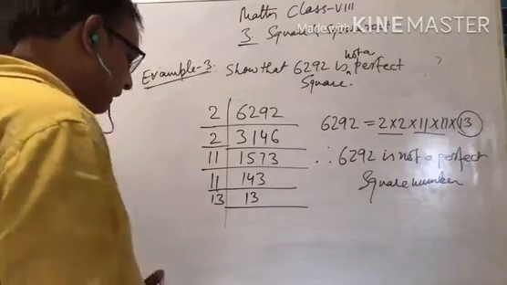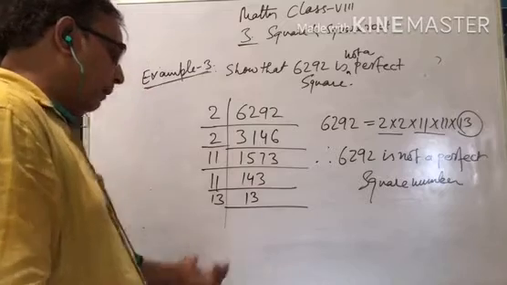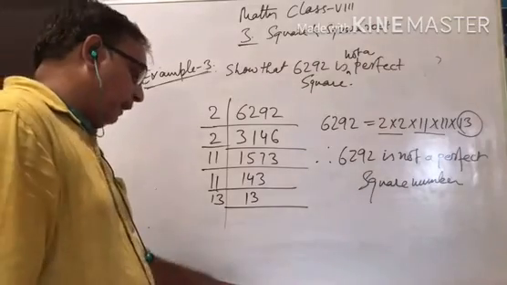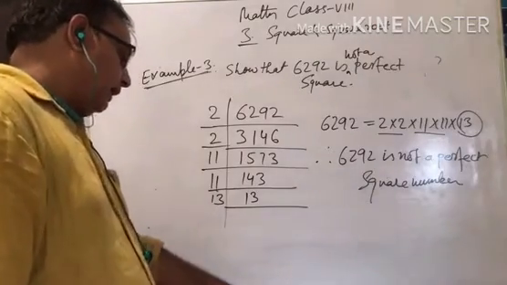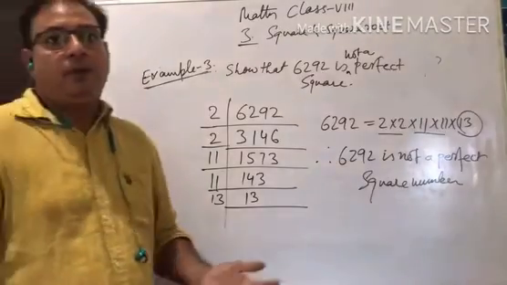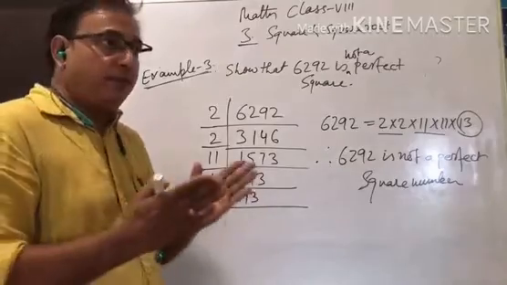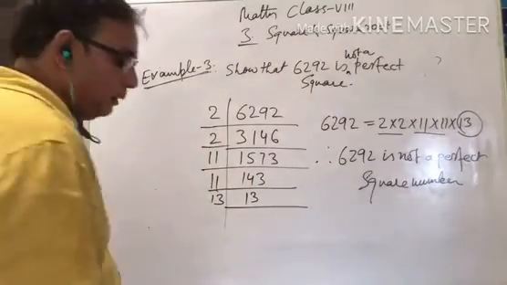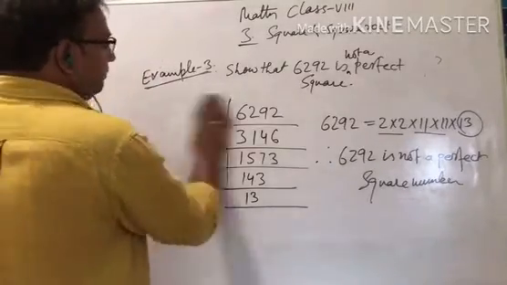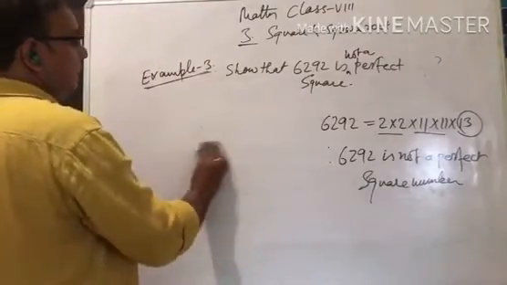So in exercise 3A, question number 1 is: using the prime factorization method, find which of the following numbers are perfect squares. Second question: show that each of the following numbers is a perfect square. In each case, find the number whose square is the given number. In the first question, you have to check whether the number is a perfect square or not. In question number 2, you have to find the square root of that number, or the number whose square is the given number. But question number 3 is a little different. Now let us start question number 3.